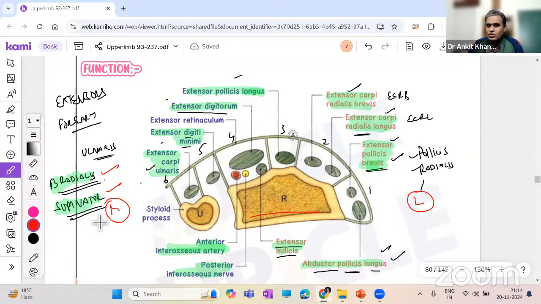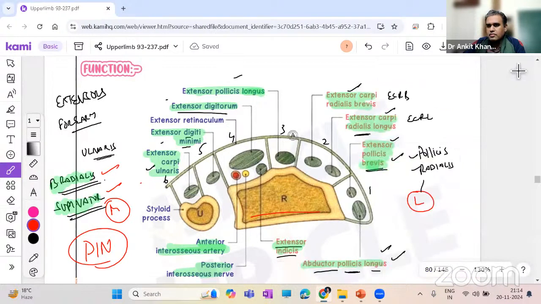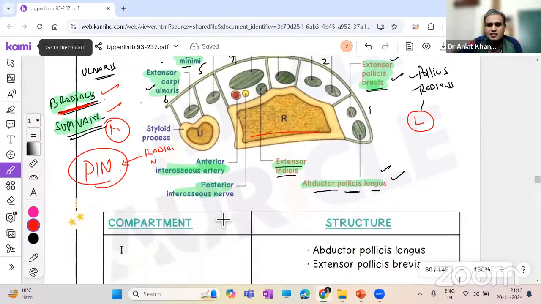Nerve supply, I already told you. It is the posterior interosseous nerve, a branch of the radial nerve. The radial nerve itself might supply the brachioradialis separately over here, and also a bit of extensor carpi radialis longus. But all of the others are supplied mainly by the posterior interosseous nerve, which is actually nothing but a branch of the radial nerve. Now let us see the muscles.